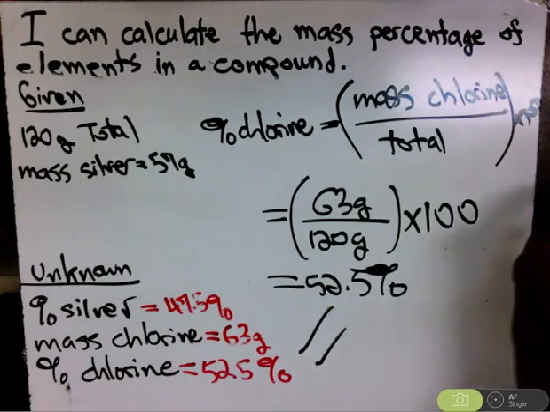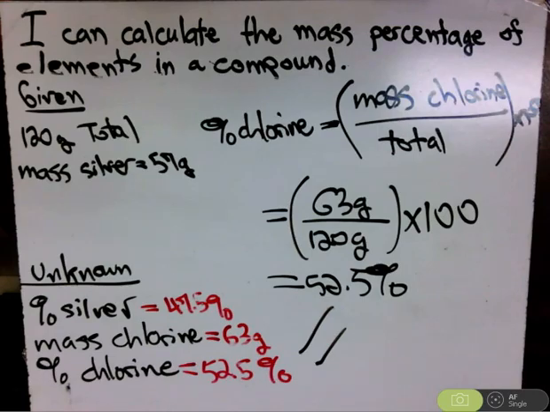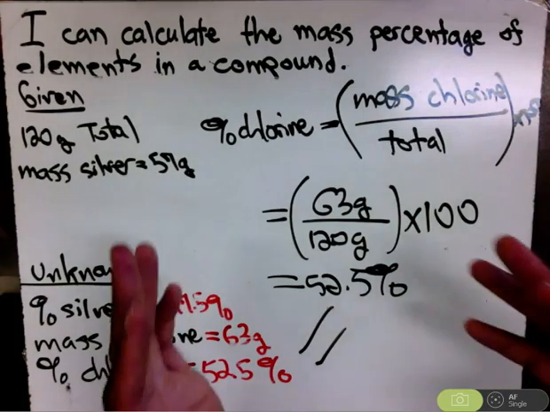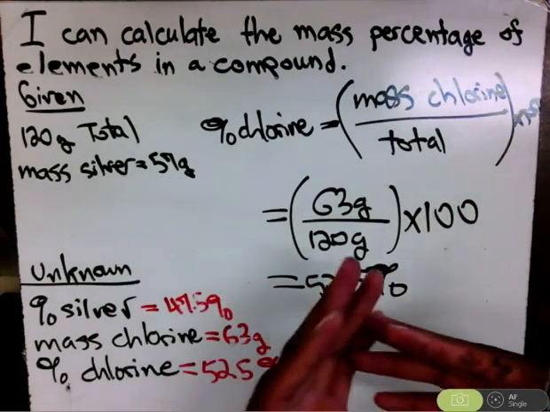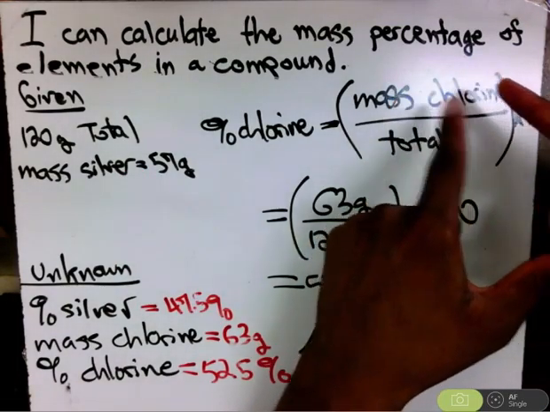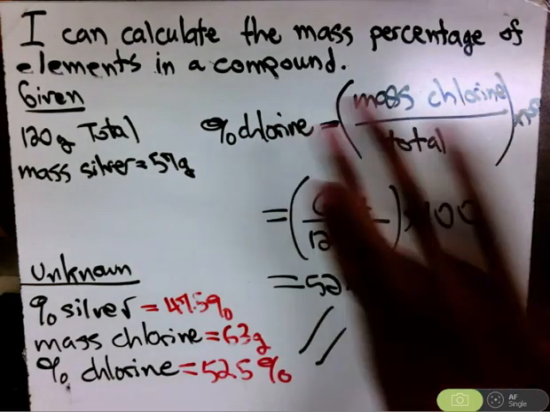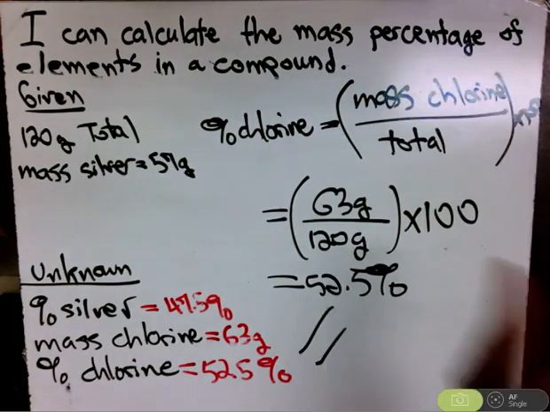There are multiple ways to solve these problems, so just pick the one that's easiest and most efficient for you. But the key idea here is whenever you want to find a percent of a compound in a substance, you need to take the mass of that element and divide it by the total mass of the compound multiplied by 100, and that will give you your percent.